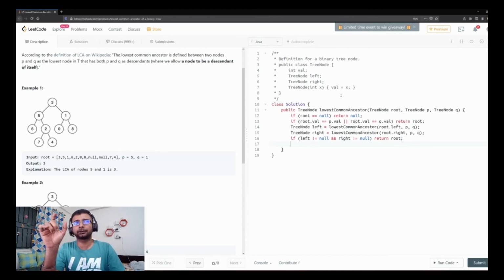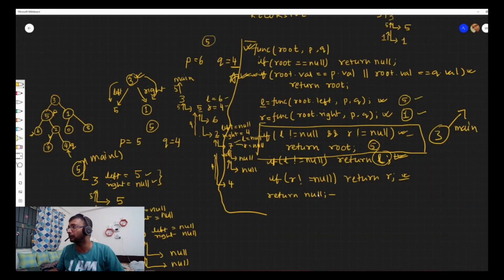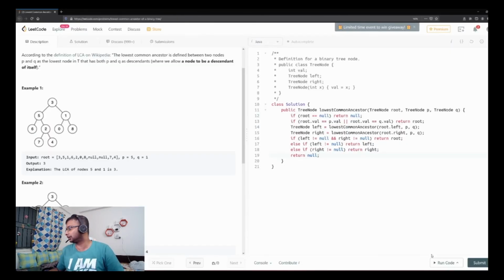So this is that node 3, where I have answers from both the edges, so I'll be returning that. Else if left not equals to null, then return left. Else if right not equals to null, return right. And if nothing matches, means I don't have an answer from anyone, I am just going to return a null. That's it. So this is the solution. And if you take a peek, we did exactly the same thing that we have seen on the Leetcode. So let's run this code.